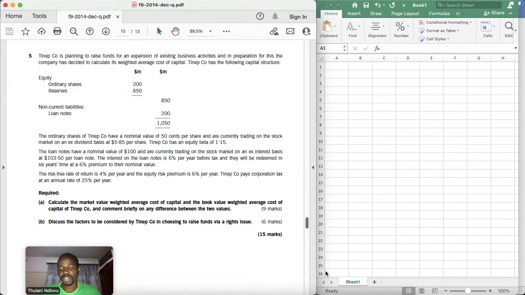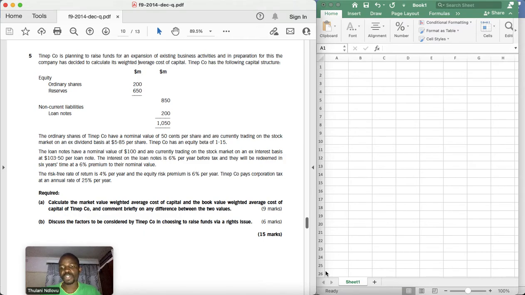Let's go to the required. Required A, calculate the market value weighted average cost of capital and the book value weighted average cost of capital of Tinep Co. and comment briefly on any difference between the two values, 9 marks. B, discuss the factors to be considered by Tinep Co. in choosing to raise funds via a rights issue.